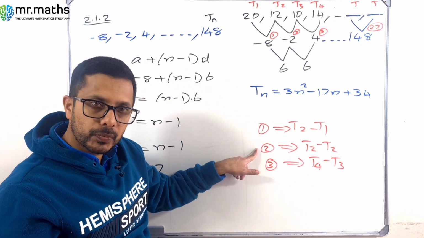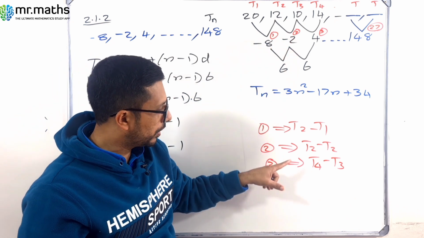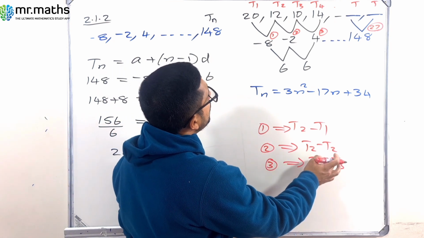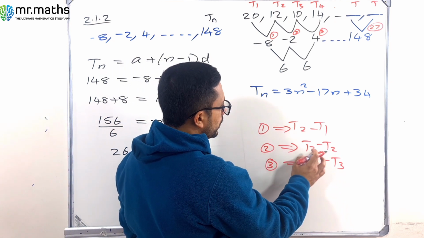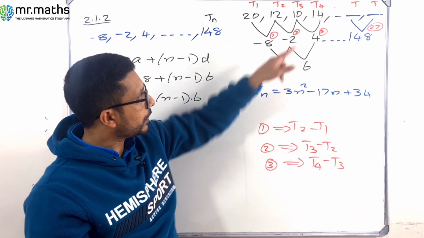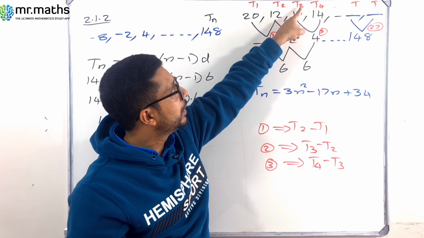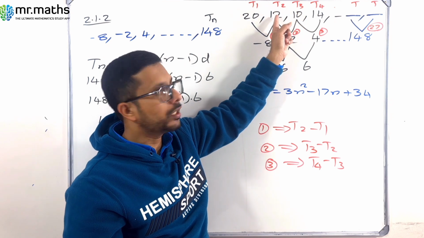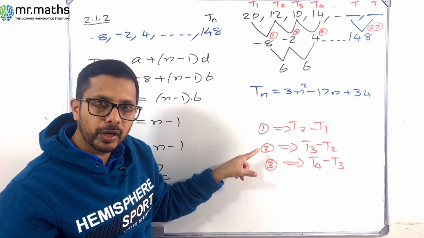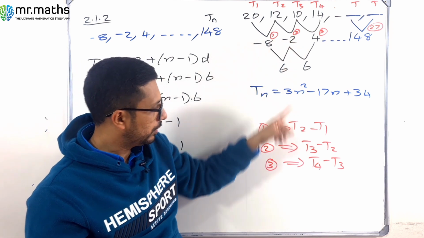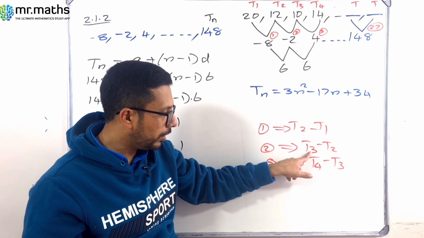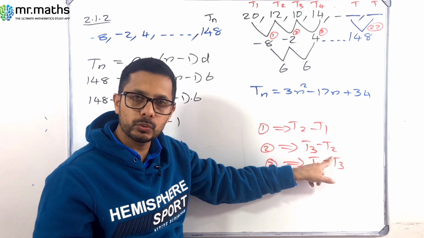Look at the second term. The second term is the difference of T3 minus T2, sorry. Now look at the second term. When you want to find the second term here, that is one more than these two, that is T3 minus the same number T2.